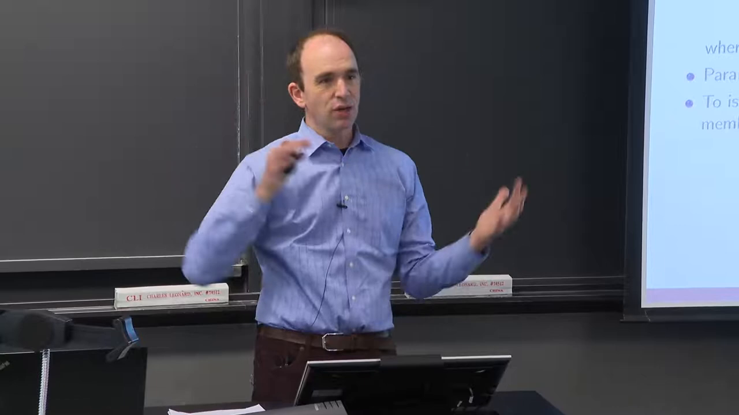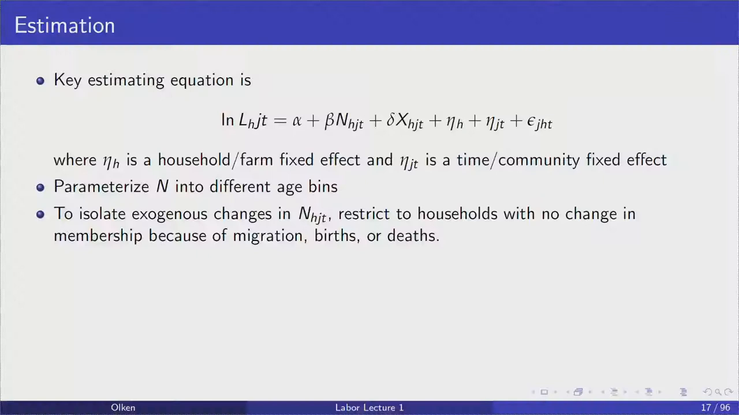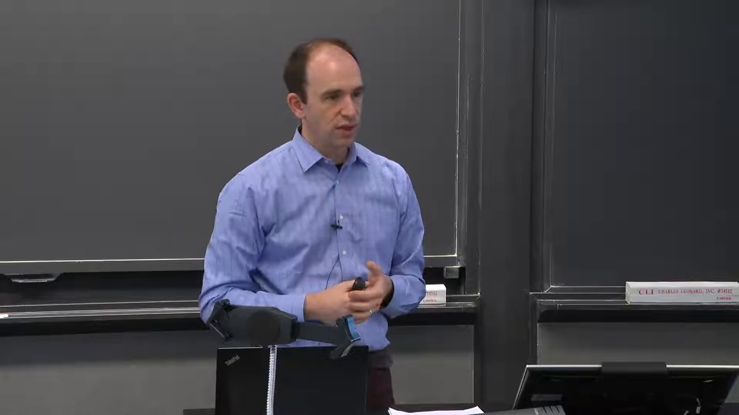And they're going to parameterize this N into different age bins. And to isolate those exogenous changes, they're going to restrict themselves to households with no change in household size due to membership, because of migration, births, or deaths. They're going to just look at the changes due to natural aging. Okay, is that clear? All right.